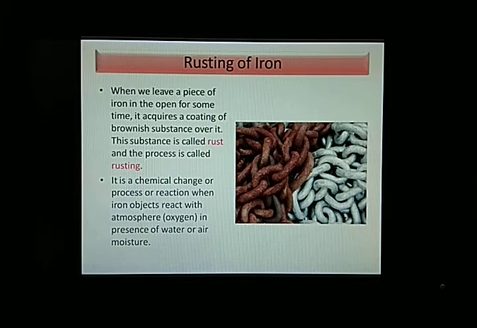You have already understood in the earlier classes what is a chemical change and what is a physical change, so I will not go into it. Just know that it is a chemical change, and it can also be considered as a reaction. Reaction of what? Reaction of iron objects with the atmosphere, that is obviously oxygen, and the presence of water or air moisture, that is basically the water vapor.